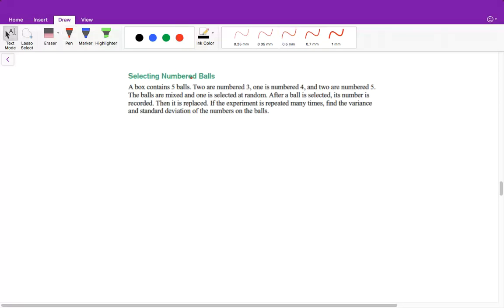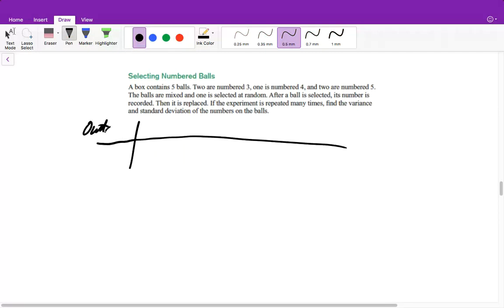The balls are mixed and 1 is selected at random. After a ball is selected, its number is recorded, then it's replaced, so we put it back. If the experiment repeats many times, find the variance and the standard deviation of the numbers of the balls. So the first thing we have to do is create our chart. The last one they gave us the chart. But we have our outcomes and we have our probability.